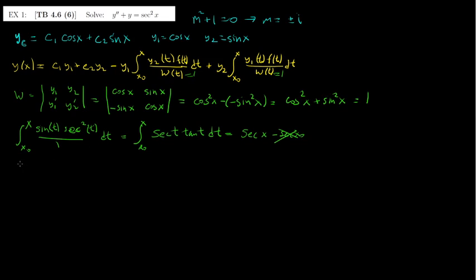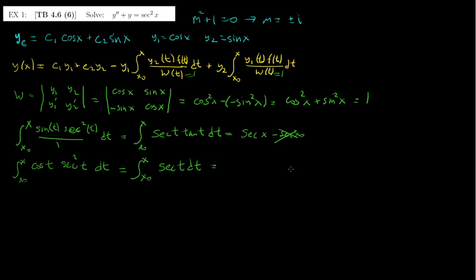The other integral is going to be, y1 is cosine of t. I'm not going to use parentheses here, right? So cosine t times f of t, which is still secant squared of t, dt divided by 1. And so that's going to be cosine divided by cosine squared, which is, well, 1 over cosine, also known as secant.